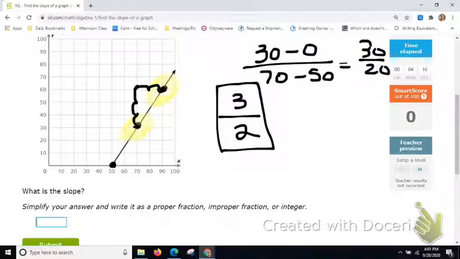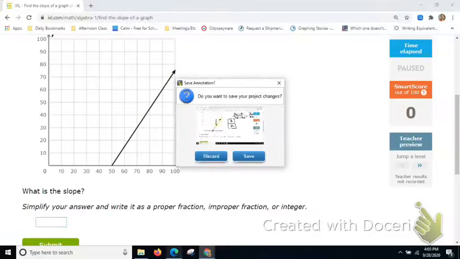So if it's a straight line, if it's linear, the rate of change stays the same. It doesn't jump, zigzag, and change. It has a constant rate of change. So we're just basically counting the boxes after we find nice perfect corners. So this was 3 over 2.